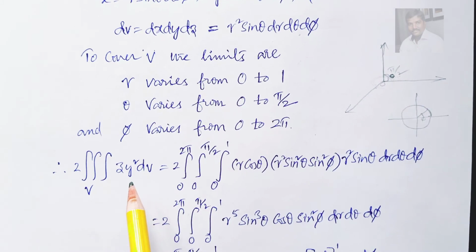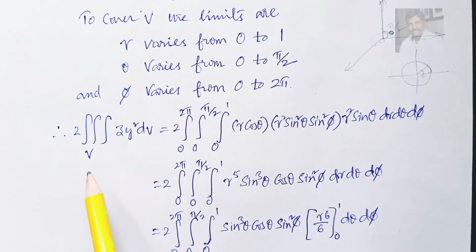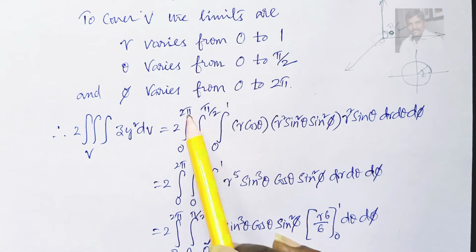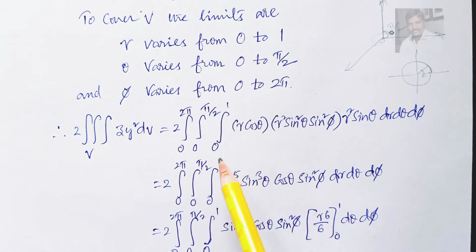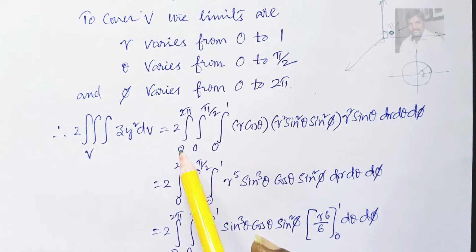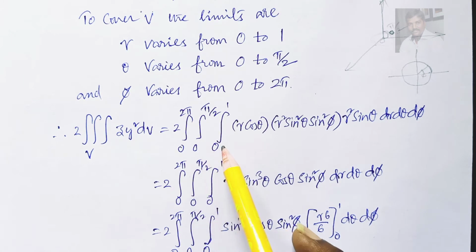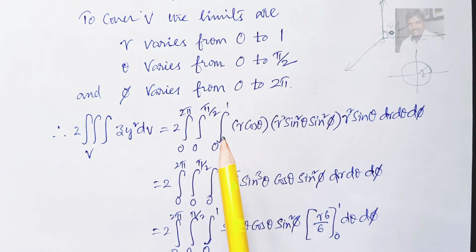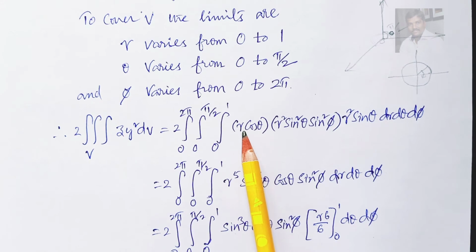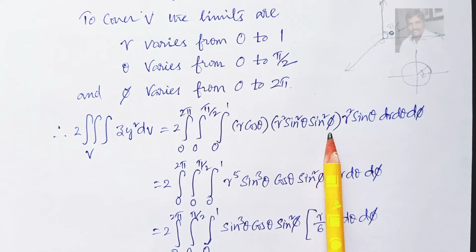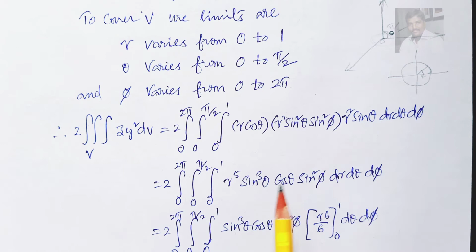Now here, therefore 2 into the triple integral over the volume of z y square dv is equal to 2 into integral 0 to 2 pi, 0 to pi by 2, 0 to 1. Here these are the limits of phi, these are the limits of theta, and these are the limits of r. Now putting x equal to r sin theta cos phi, y equal to r sin theta sin phi, z equal to r cos theta, and dx dy dz equal to r square sin theta dr d theta d phi, we are getting: r cos theta, r square sin square theta sin square phi, r square sin theta dr d theta d phi.